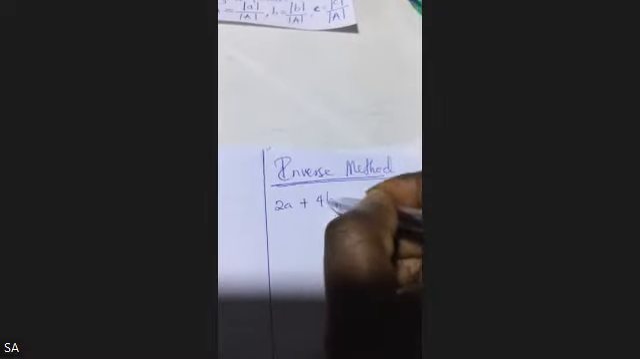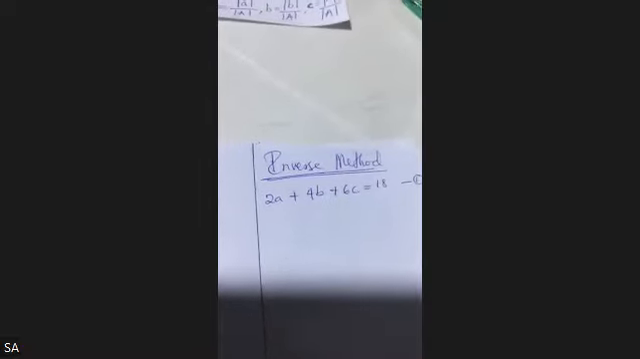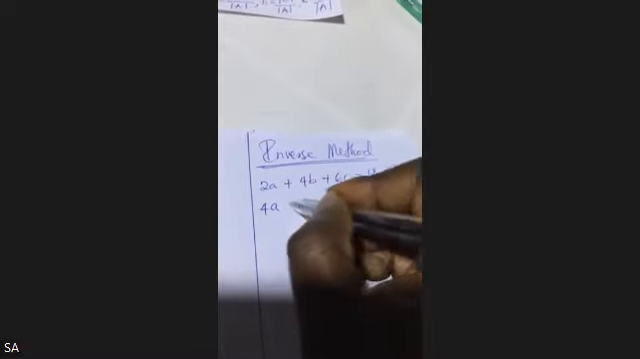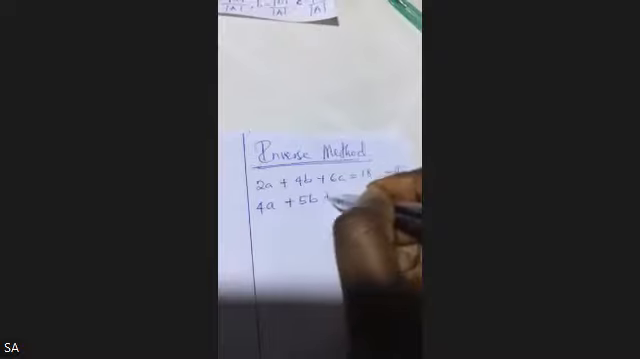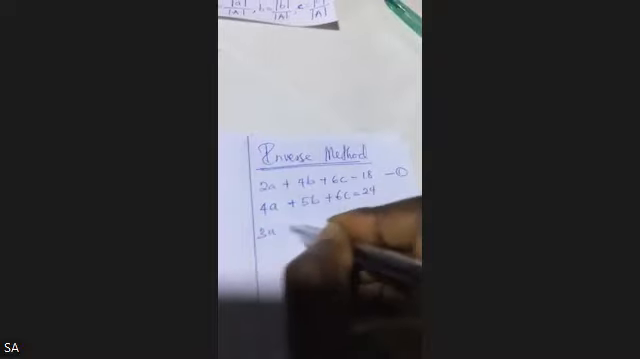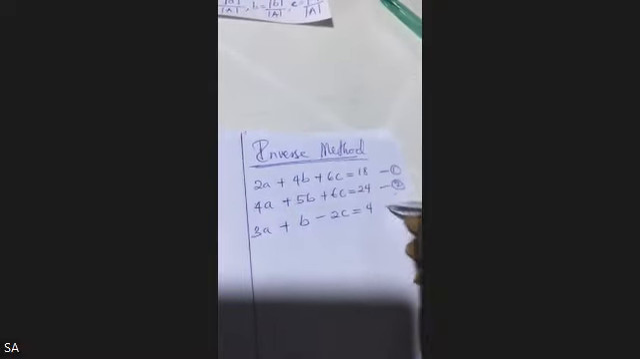The question gives us 2A plus 4B plus 6C equals to 18, equation 1. Remember that this is what the question asks us to do. The question says you should use the inverse method, but now you have known Cramer's rule. In case the question changes and says use Cramer's rule, now you know it. Now you need to know the inverse method. We also have 4A plus 5B plus 6C equals to 24, equation 2. Then 3A plus B minus 2C equals to 4, equation 3.